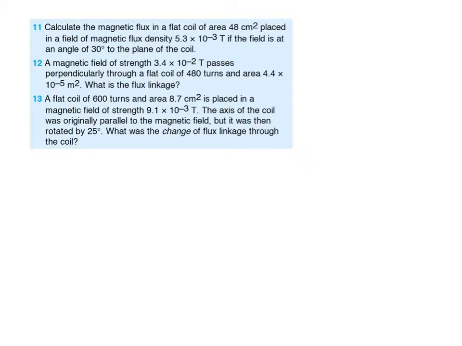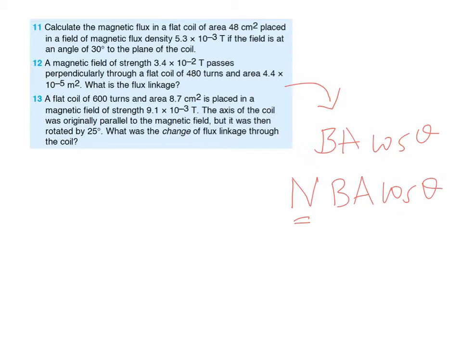These questions are almost exactly the same. Question 12 is about flux linkage. So it's no longer just BA cosine the angle, it's NBA cosine the angle. It's the flux linkage, because we have 480 turns. Apart from that, these questions should be very straightforward. If you get stuck on question 13, there'll be a little bit of advice later on.